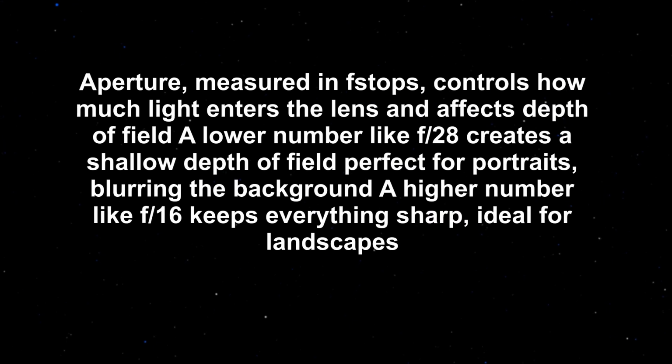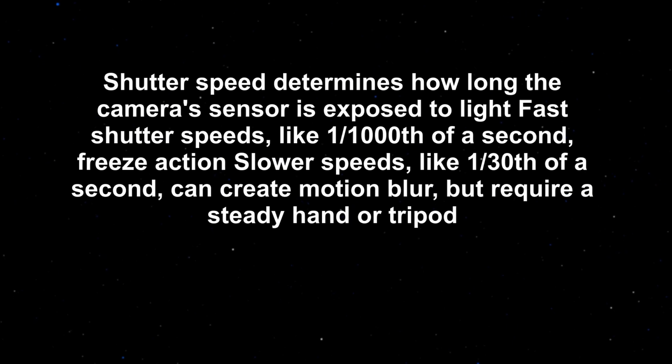Aperture, measured in f-stops, controls how much light enters the lens and affects depth of field. A lower number like f/2.8 creates a shallow depth of field, perfect for portraits, blurring the background. A higher number like f/16 keeps everything sharp, ideal for landscapes.